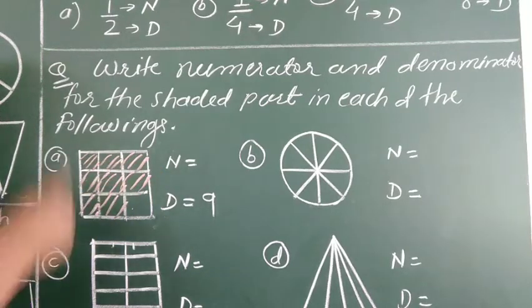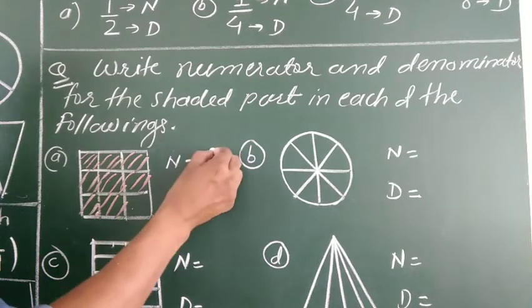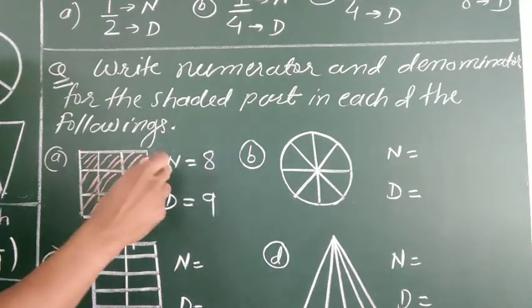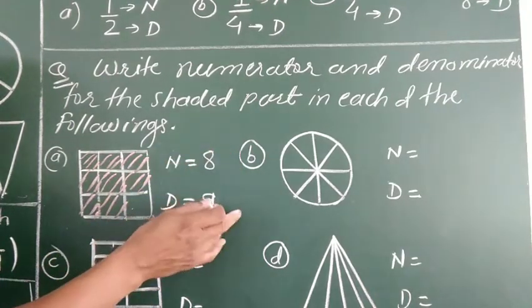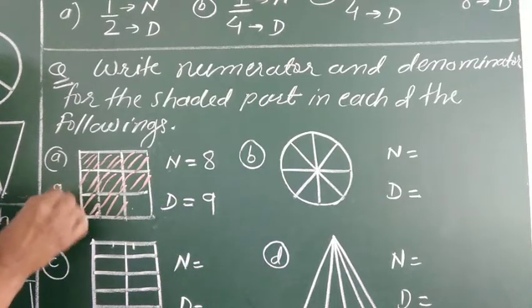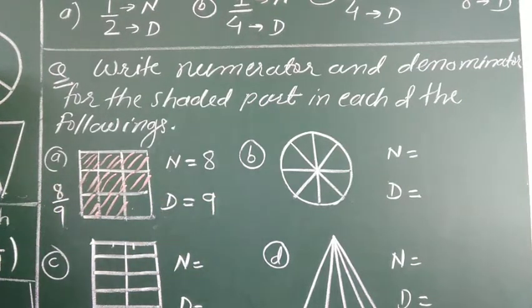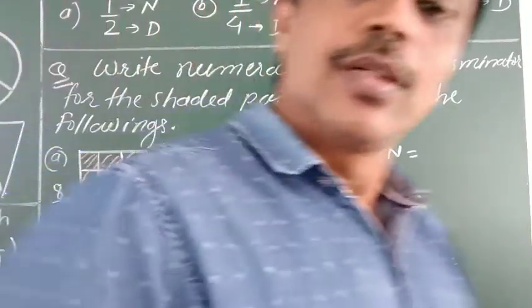So see how many are shaded here beta? Then 8 are shaded. So what can we write? The 8 parts are numerator and 9, the total number of parts, is denominator. So you can say it is 8/9. So this is the fraction for this one. Okay.